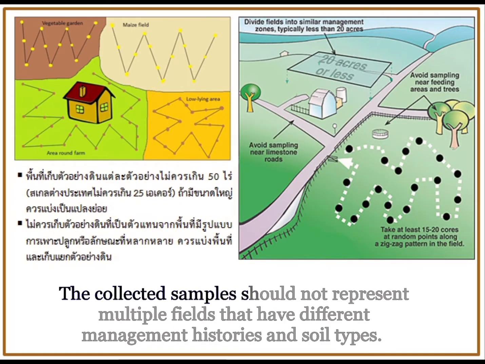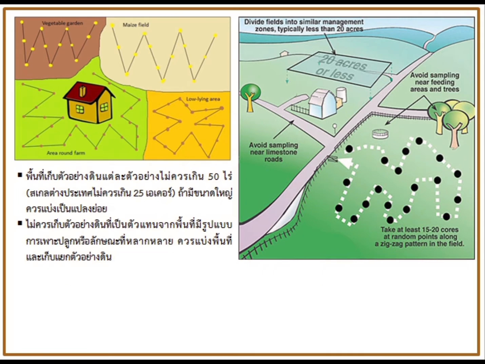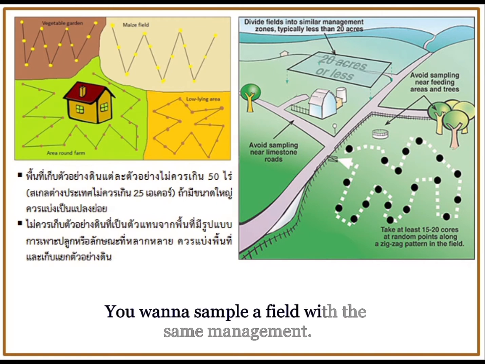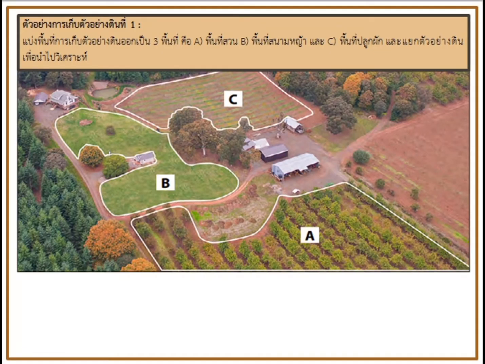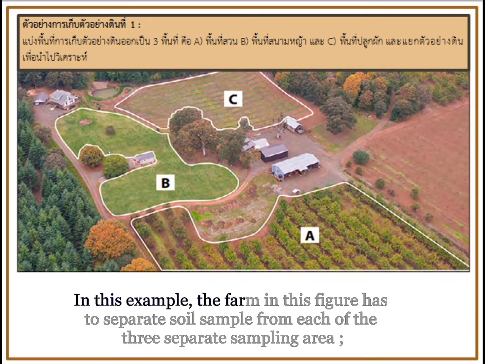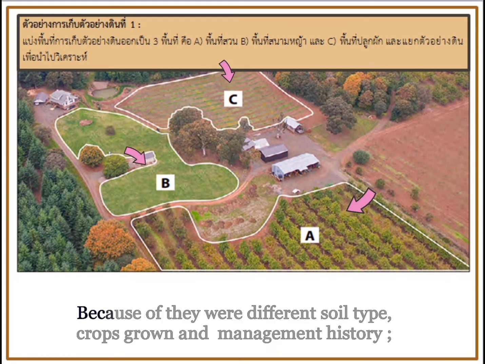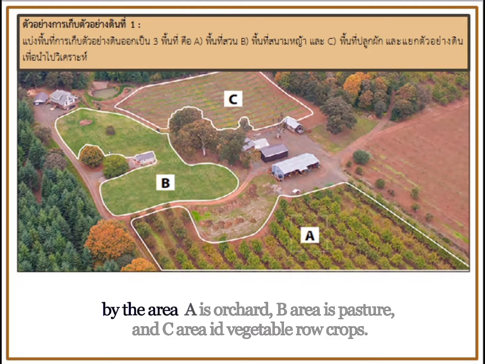The collected sample should not represent multiple fields that have different management histories and soil types. You will not sample a field with the same management. In this example, the farm in this figure has a separate soil sample from each of the 3 separate sampling areas because they were different soil type, crop grown, and management history. Area A is orchard, B area is pasture, and C area is the vegetable row crop.